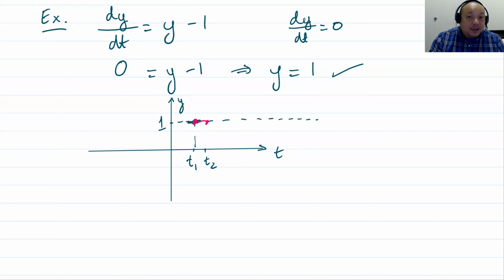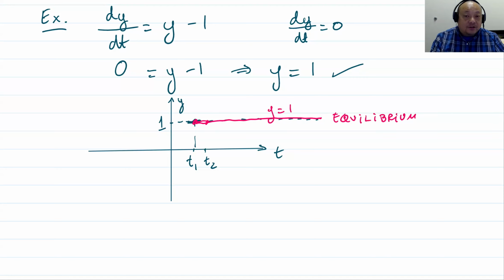And what do you think happens after that? As t changes, y follows the same slope of 0, and therefore it stays equal to 1 the whole time. That's why we call it an equilibrium solution. It's an equilibrium solution because it hits the number 1 and it stays number 1. So the horizontal line y equals 1 is the equilibrium solution.